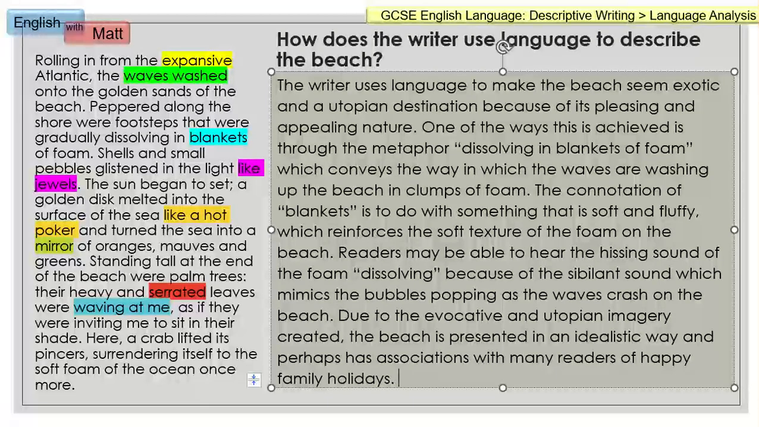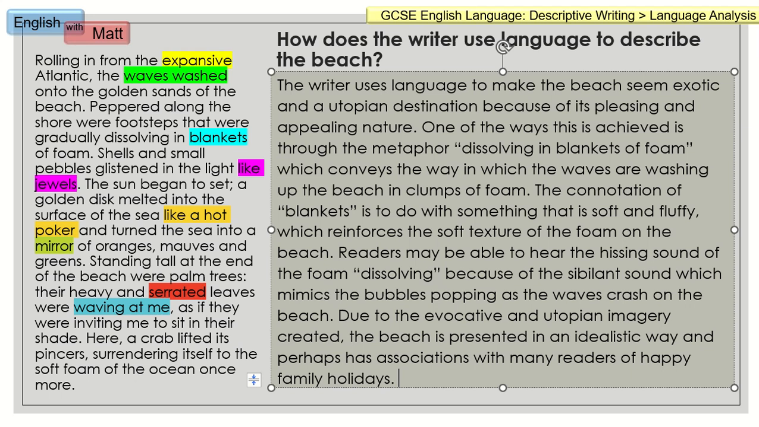So let's just proofread this. So the question was, how does the writer use language to describe the beach? The writer uses language to make the beach seem exotic and a utopian destination because of its pleasing and appealing nature. One of the ways this is achieved is through the metaphor dissolving in blankets of foam, which conveys the way in which the waves are washing up the beach in clumps of foam. The connotations of blankets is to do with something that is soft and fluffy, which reinforces the soft texture of the foam on the beach.